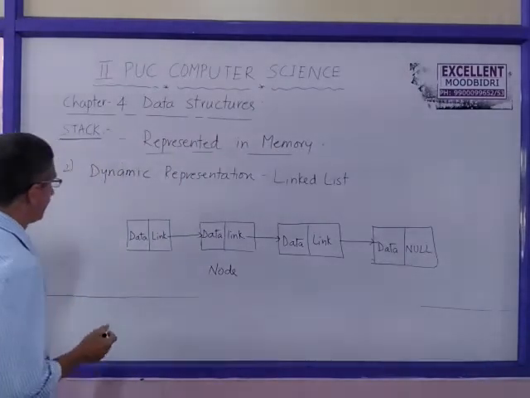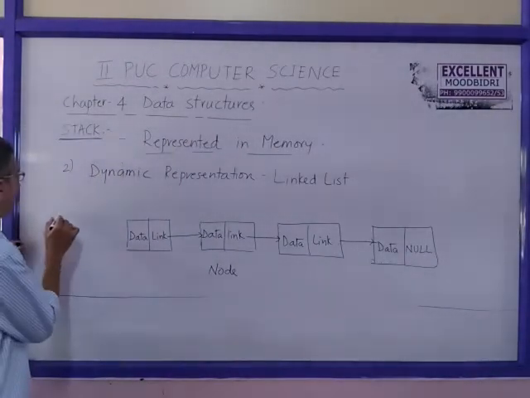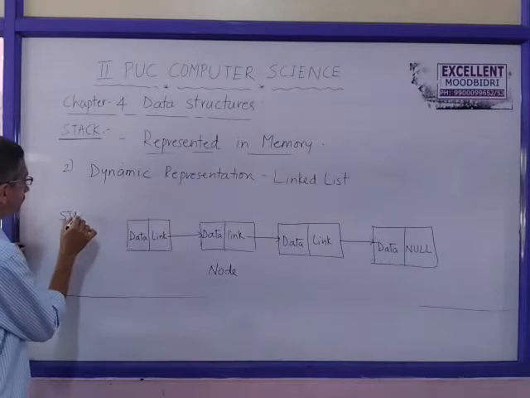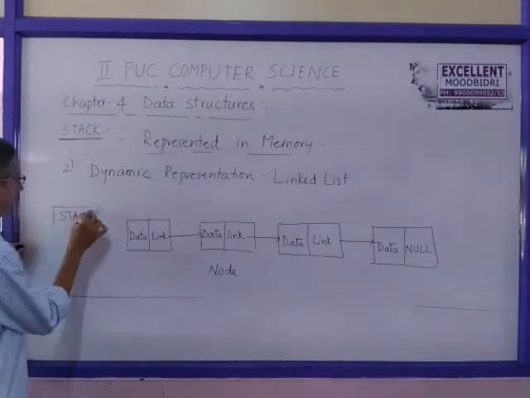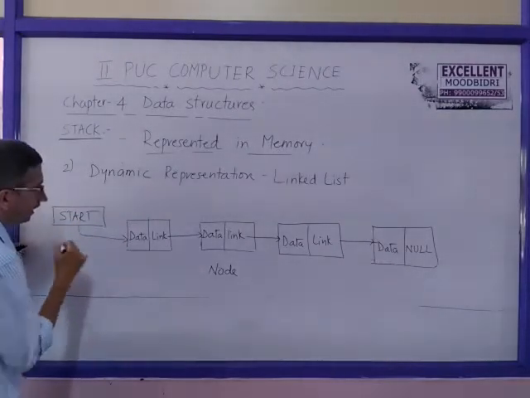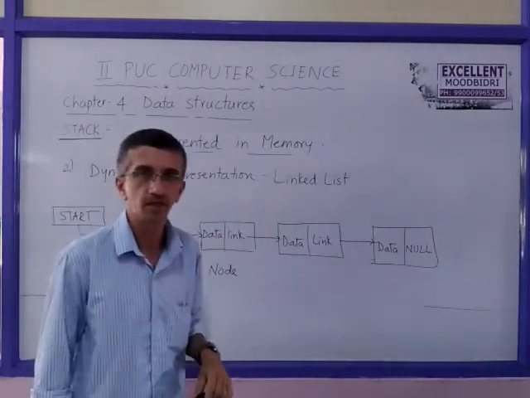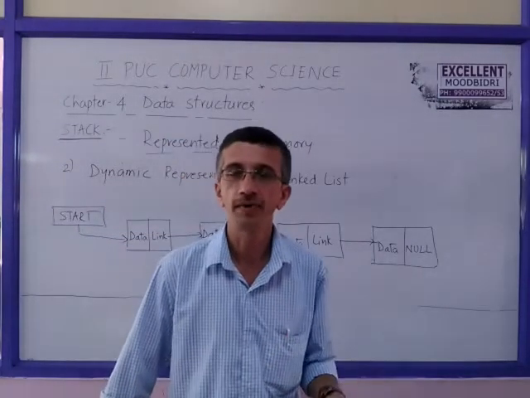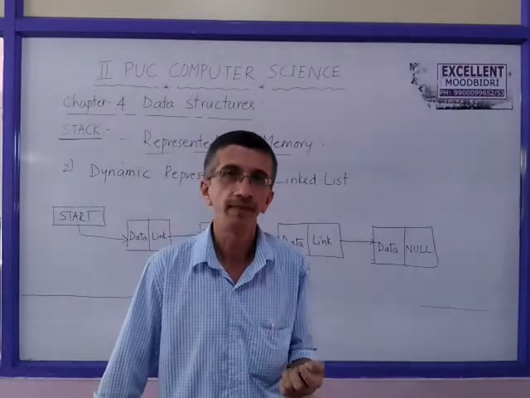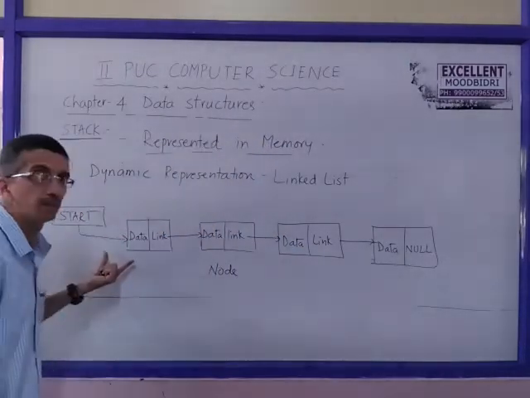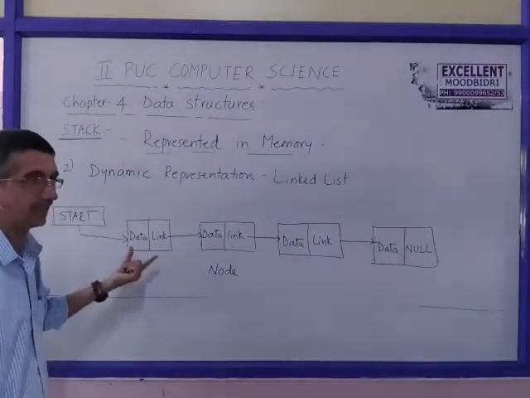Now here we take a pointer like head. Right? Head is a pointer which has the address of the first node. Right? To process, to manipulate, to operate the linked list, we require the pointer which stores the address of the first node.